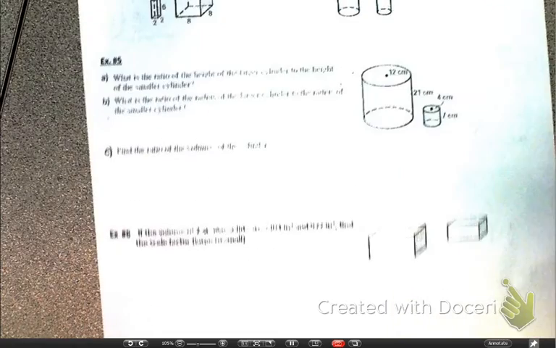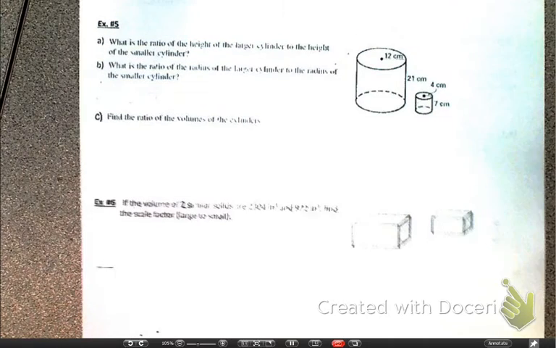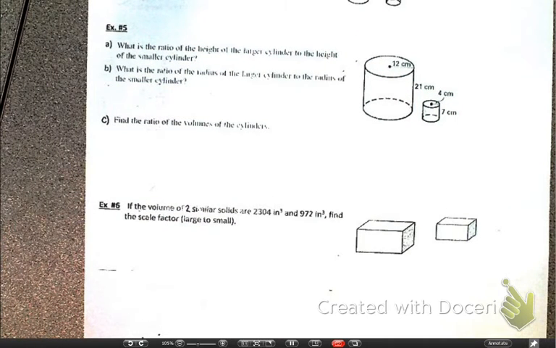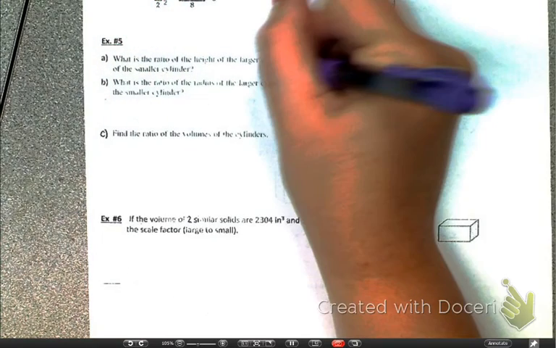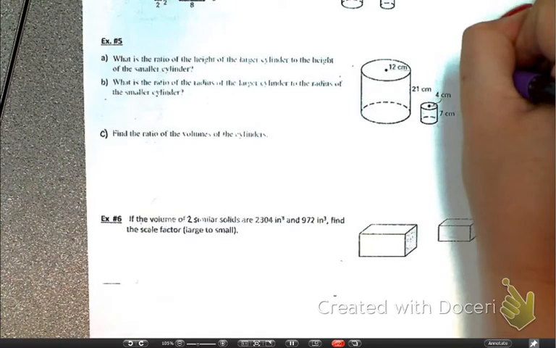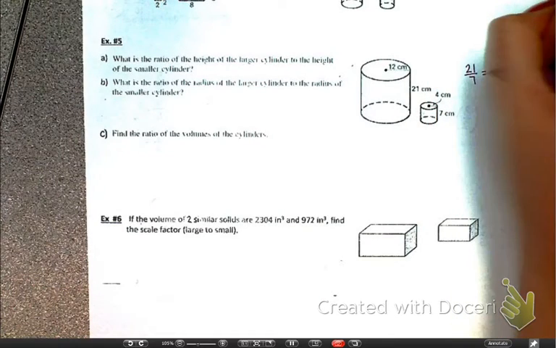Okay, so let's go to example number 5. What is the ratio of the height of the larger cylinder to the height of the smaller cylinder? So what is the height of the larger cylinder? 21, and the height of the smaller cylinder? 7, and that reduces to?